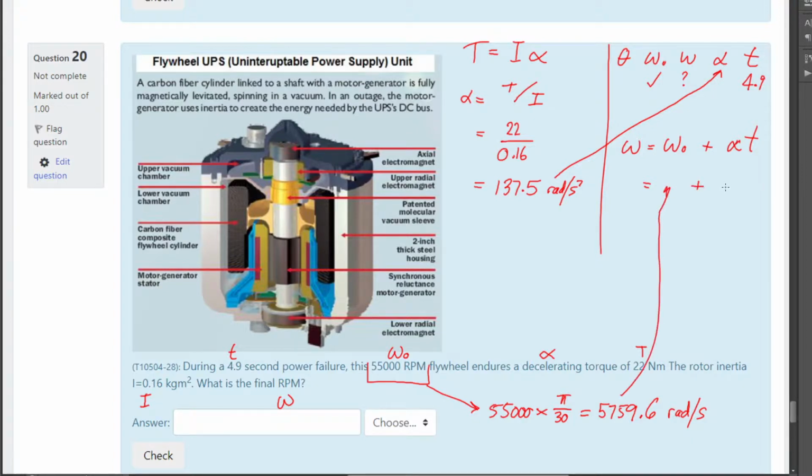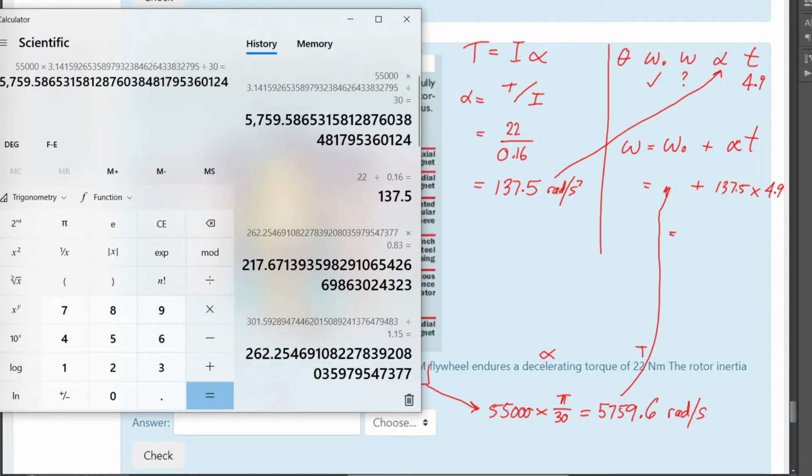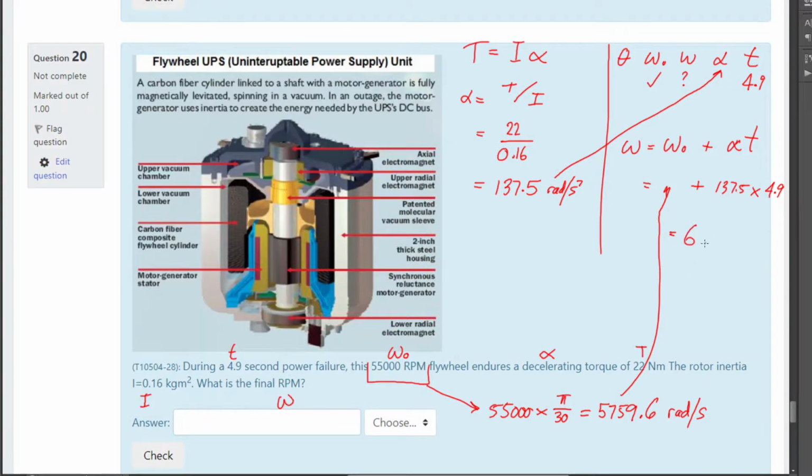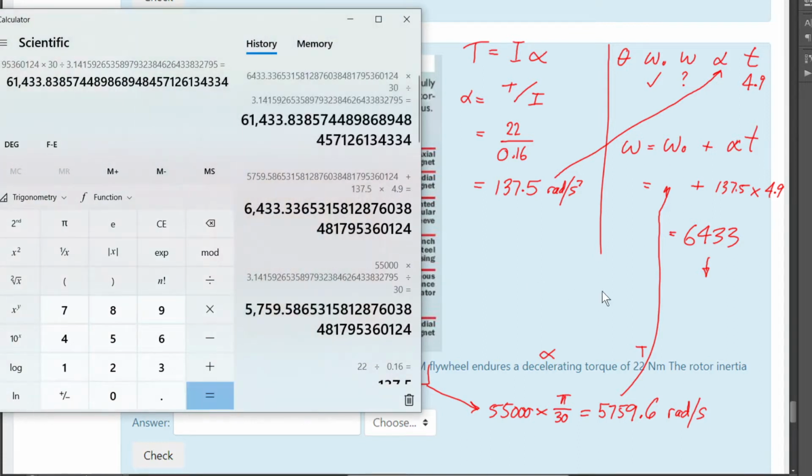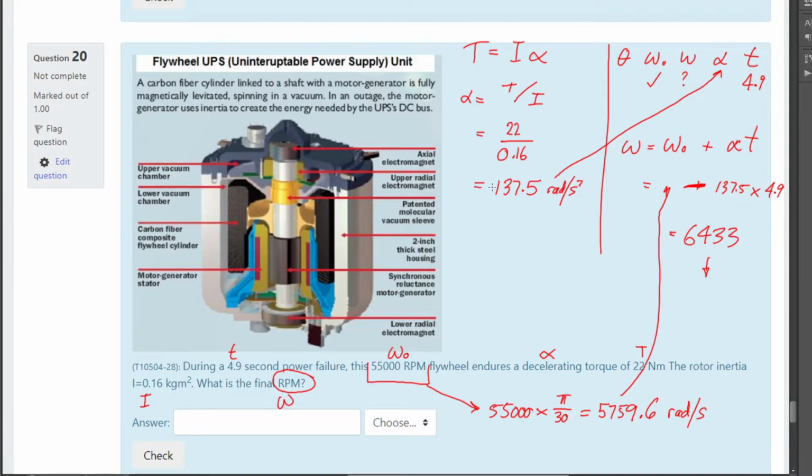Then we add alpha, 137.5 times the time of 4.9, equals 6433. And it says, what is the final RPM? Be careful, that was radians per second, so we need to convert that back to RPM, times 30 and divide by pi. Hang on a minute, how did it do that? Our acceleration is negative, so that can't be right. We couldn't have sped up. We're supposed to subtract this one because that acceleration is minus, slowing down.